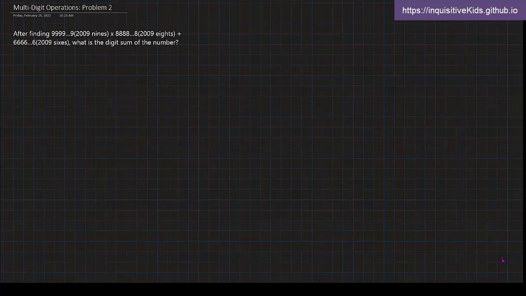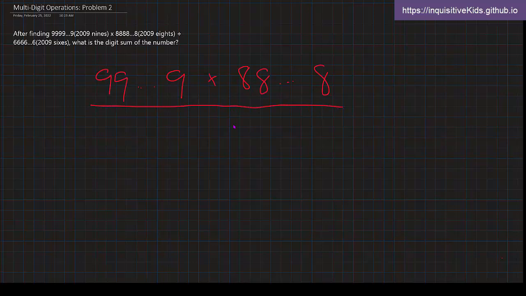Problem 2. After finding 99999 all the way to 2009 nines, times 88888, which is 2009 eights, divided by 666, which is 2009 sixes, what is the digit sum of the number? Well, to find the digit sum of the number, we need to first simplify and find what this number is, right? So we have a lot of nines times a lot of eights and divided by a lot of sixes.